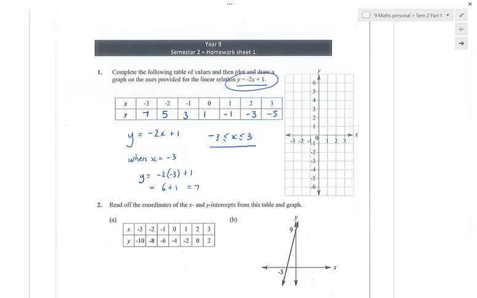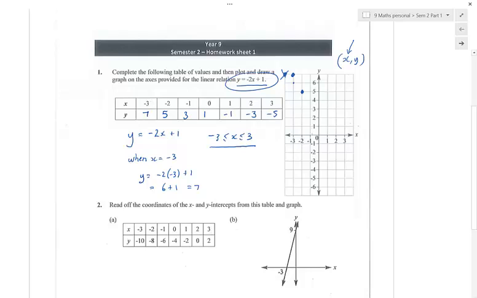Now it says draw a graph on the axis provided, so we literally need to just sketch the points. Remember that x comes before y in the alphabet, so when I'm sketching coordinates, we're always sketching the x first and then the y. So we go to negative 3, positive 7, which is up here. And then negative 2, positive 5. Actually, sorry, negative 3, positive 7 was here. My bad. That's all right.